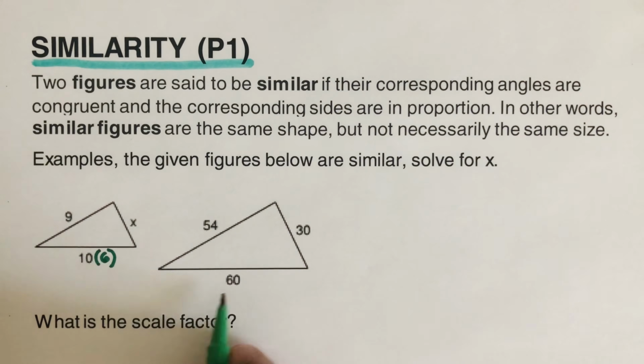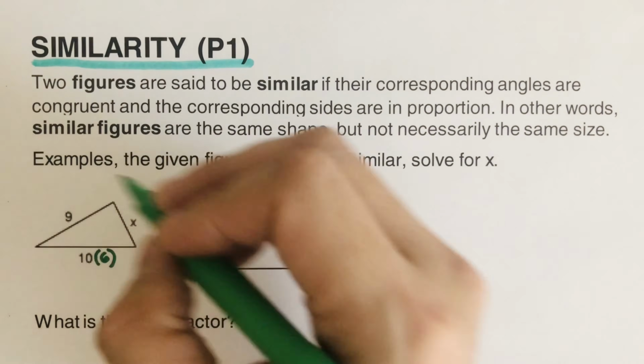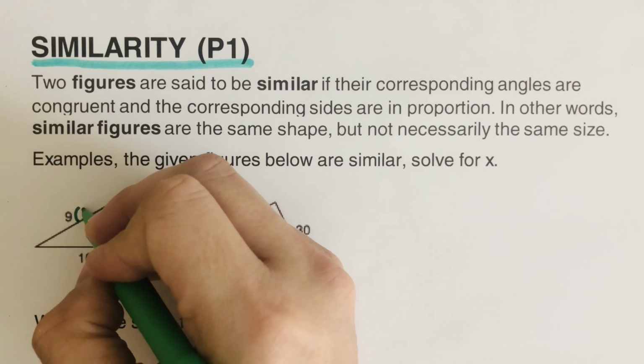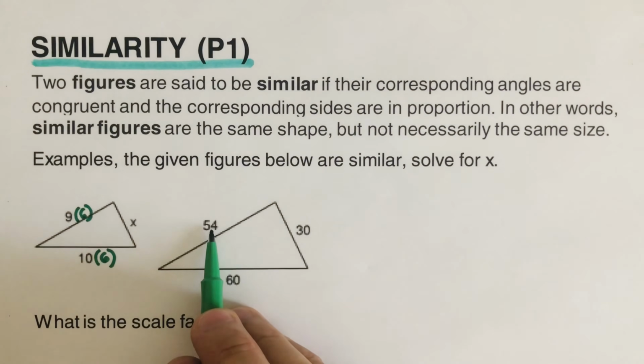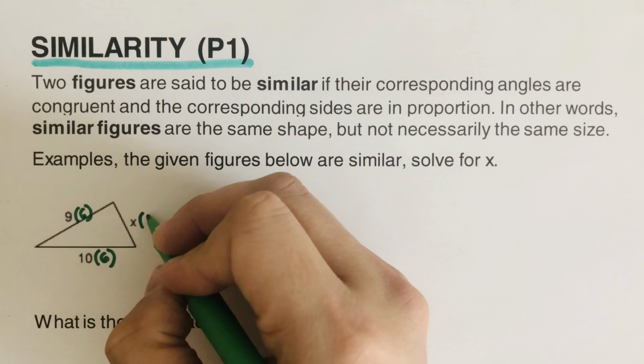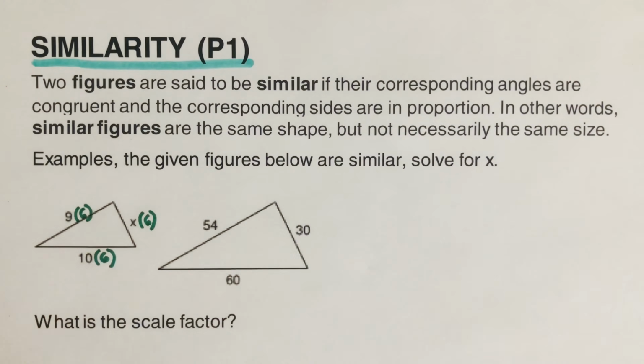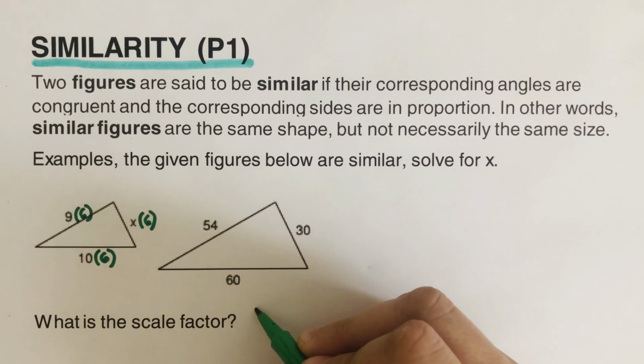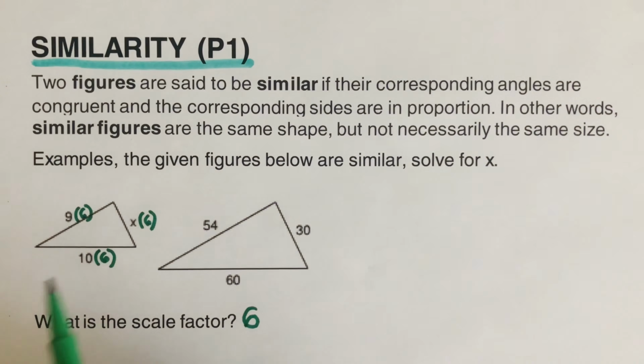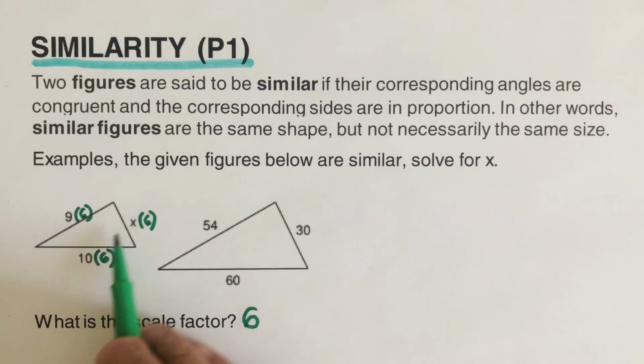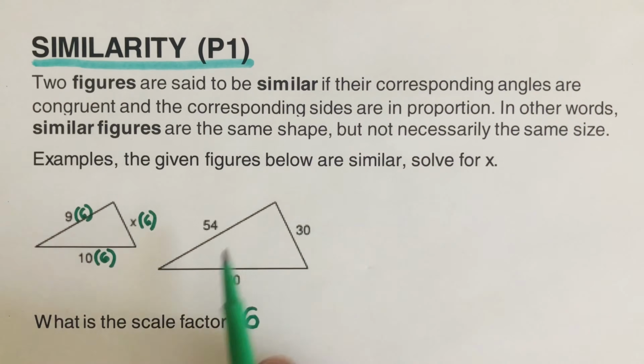So 10 times 6 is 60. And then we multiply this by 6. 9 times 6 is 54. And x times 6 is 30. So we are supposed to solve for x. Again, the scale factor here was 6. So scale factor is the number that we multiply to the first one to get the second one, to get these corresponding parts here.